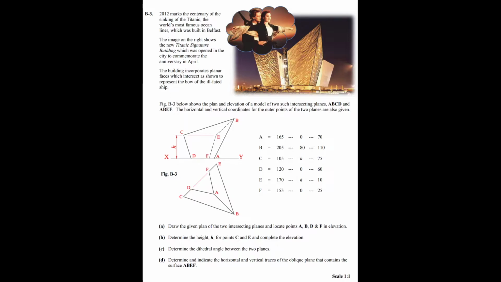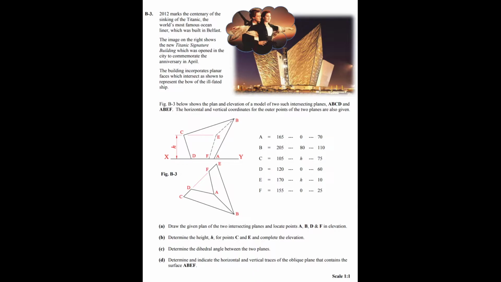The building incorporates planar faces which intersect as shown to represent the bow of the ill-fated ship. Figure B3 below shows the plan and elevation of a model of two such intersecting planes, ABCD and ABEF. The horizontal and vertical coordinates of the outer points of the two planes are also given. So we're given the points for each of the coordinates, except we're not given a height for C or E.